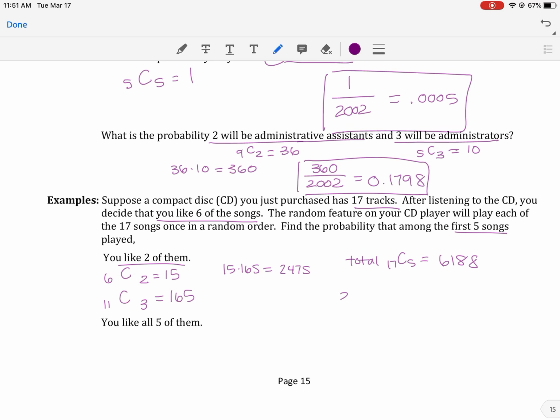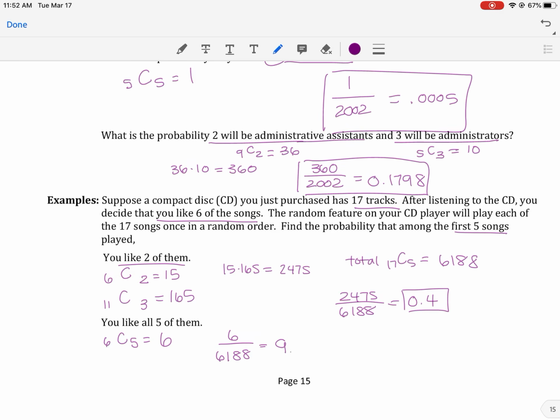So the last step here is to take the total ways we can like just 2 of them and divide it by the total ways possible. So we end up with 0.4, like a 40% chance, the probability that you will like 2 of them. If you want to like all 5 of them, then we're just choosing out of the 6 that we like, and we're choosing 5 of them. It ends up that there are 6 different ways we can get that. So we do the 6 out of the 6,188.